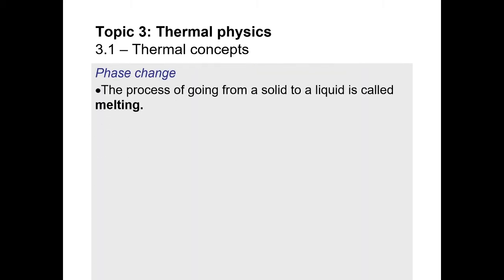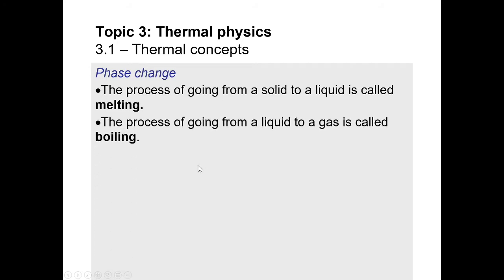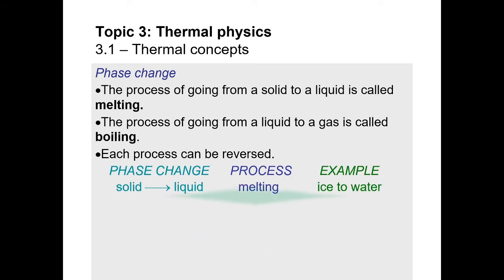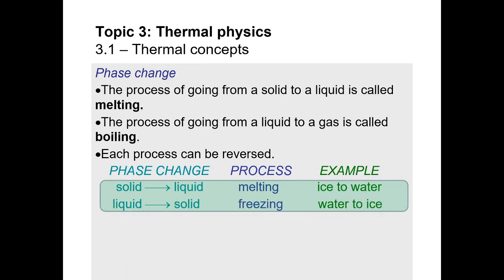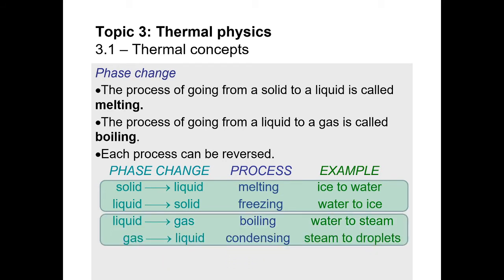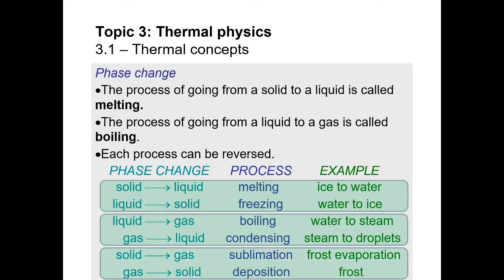Okay, phase change. So instead of saying state of matter, we're going to start saying phase. When you go from a solid to liquid, we know that that's called melting. When you go from a liquid to gas, that's called boiling. Now, each of these processes can be reversed as well. So let's look at all of these processes and find out what they're called. Okay, so solid to liquid, that is melting. Liquid to solid, that is freezing. Liquid to gas, that's boiling. And gas to liquid, that's condensing. Solid to gas, that's sublimation. And gas to solid, that's deposition.